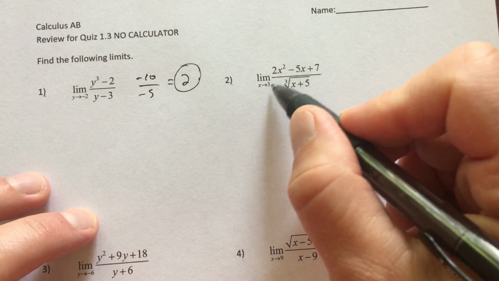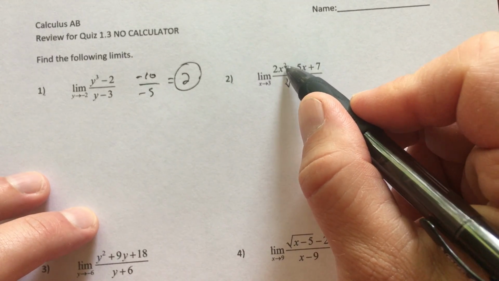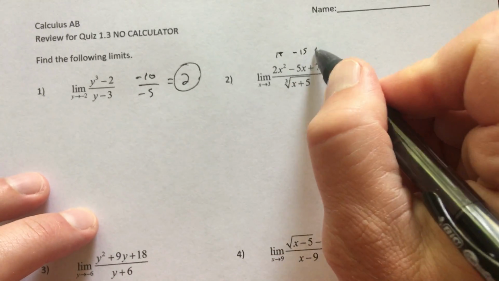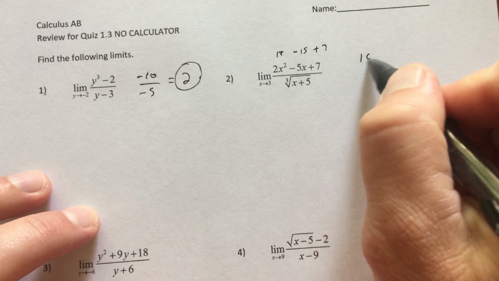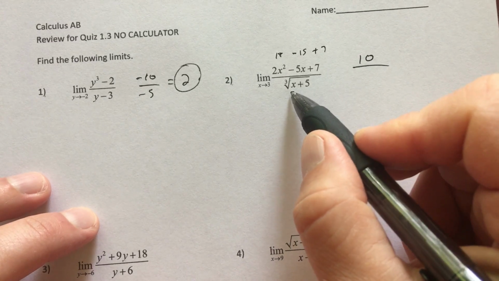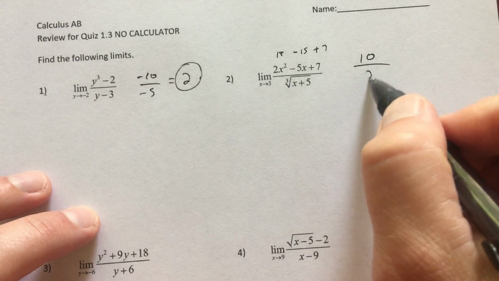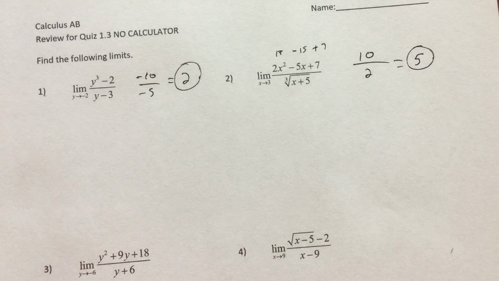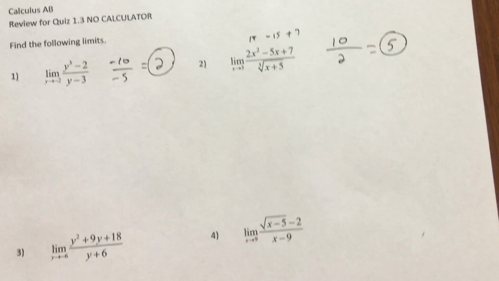Same thing here. If I put 3 in, I'm going to get 3 squared, 9, times 2 is 18, minus 15 plus 7. So I end up with 10 on the top. And on the bottom, I get the cube root of 8, which is 2. 10 divided by 2 is 5. All right, so neither one of those required anything fancy. Just plug it in and evaluate.